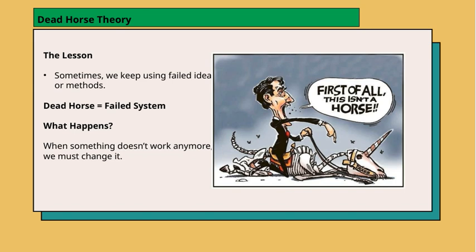So, what happens when something stops working? Well, the answer is simple. It's a signal that we need to change. Clinging to outdated or ineffective systems only delays progress. To move forward, we must recognize when a system is no longer serving its purpose and be willing to make those necessary changes. This idea ties back to the overall theme of adaptability and continuous improvement, reminding us that knowing when to let go is just as important as knowing what to do next.